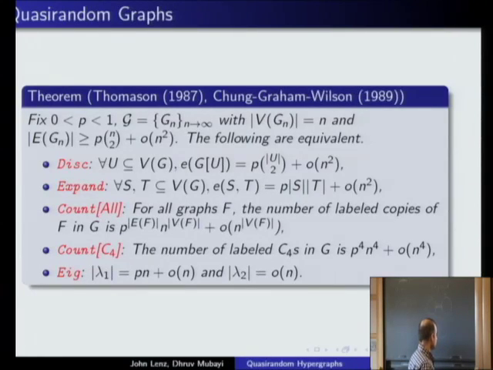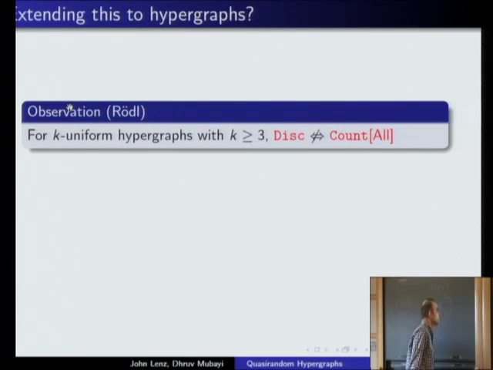So the first issue that comes up is the notion that COUNT-ALL is equivalent to DISC in graphs. Now, unfortunately, that immediately is not true for hypergraphs. And this construction, which is a very important construction, actually shows this. This was an observation of Rödl related to some Ramsey problem of Erdős and Hajnal. But for 3-uniform hypergraphs, so k is 3, and for this talk, whenever I say k, you can think of k equals 3. DISC and COUNT-ALL are not equivalent.